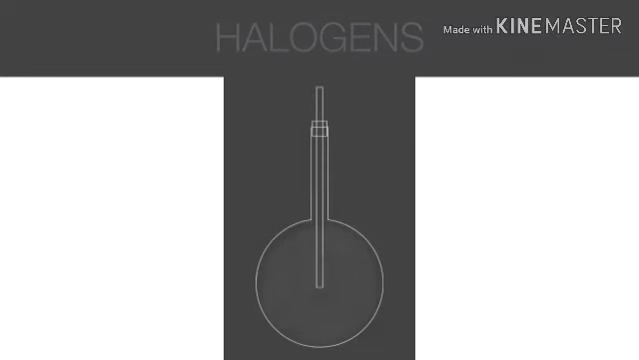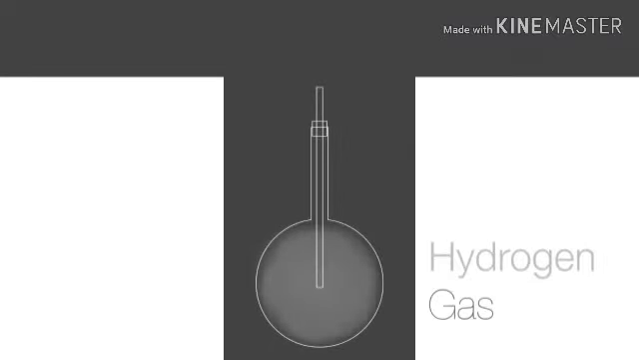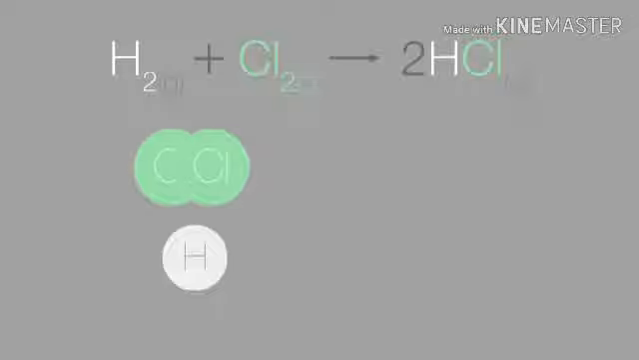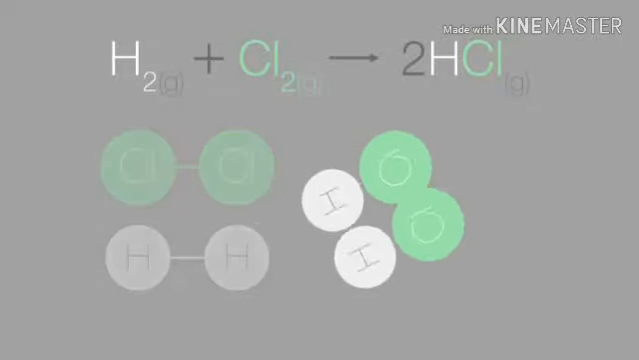Halogens can react with hydrogen gas to produce the corresponding hydrogen halide. Most of these reactions are also highly exothermic. As an example, chlorine gas and hydrogen gas can react to form hydrogen chloride.